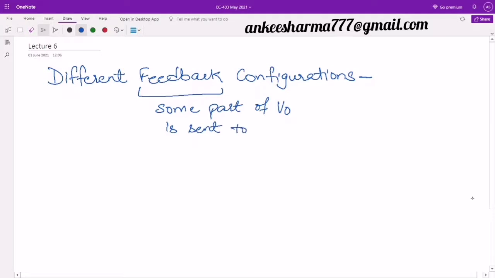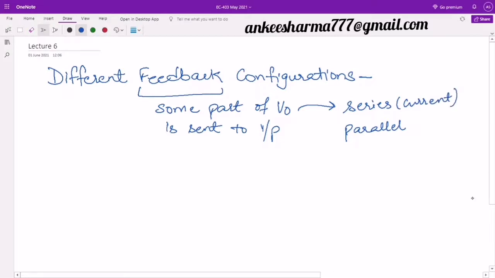There are two ways of doing that. One, we can take this output voltage in series or in parallel, right? Whenever we take this in series, we refer to it in the form of current, and when we take this in parallel, then we definitely have the voltage going back into my input circuitry. So these are the two feedback configurations that we will discuss.